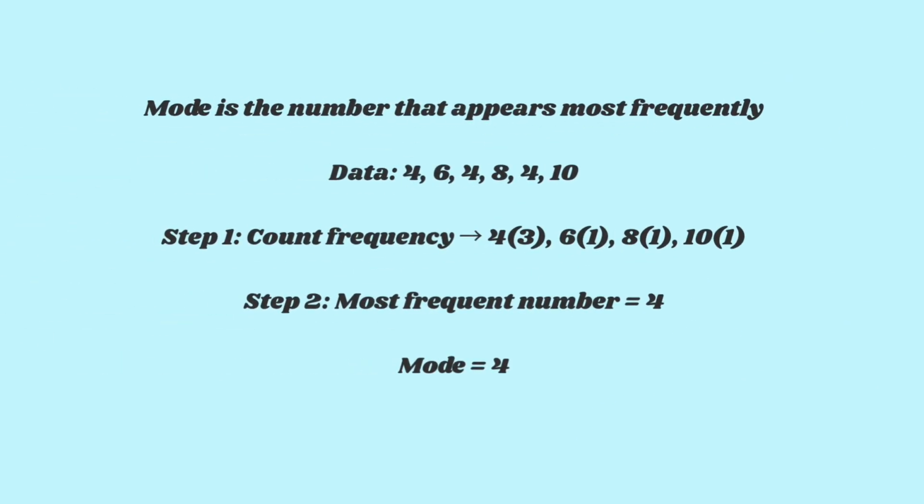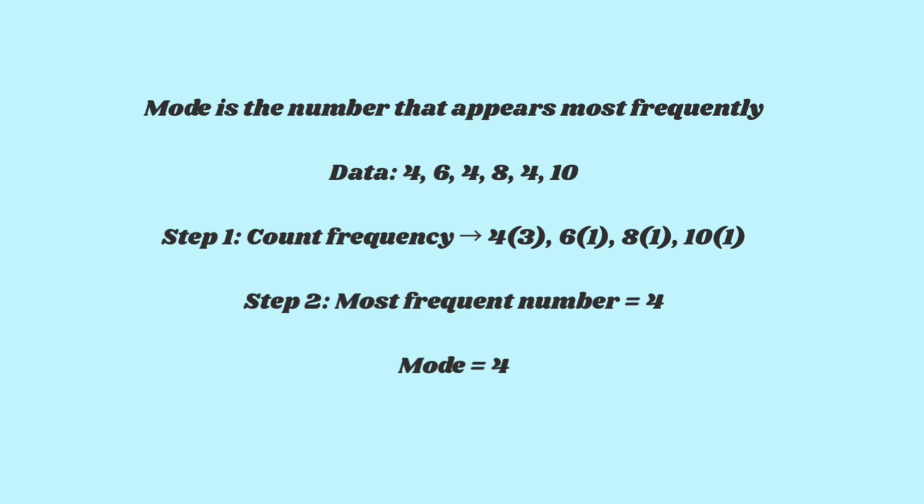Alright. Now what is mode? Mode is the number that appears most frequently. So the data set given here is 4, 6, 4, 8, 4, 10. Step 1 is to count the frequency. How many times does 4 come? 3 times. 6, 1 time. 8, 1 time. 10, 1 time. Step 2 is the most frequent number, which is 4. So the mode is 4.